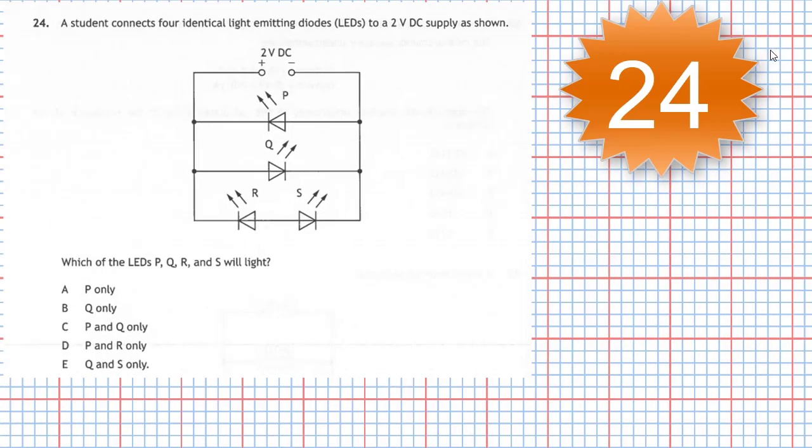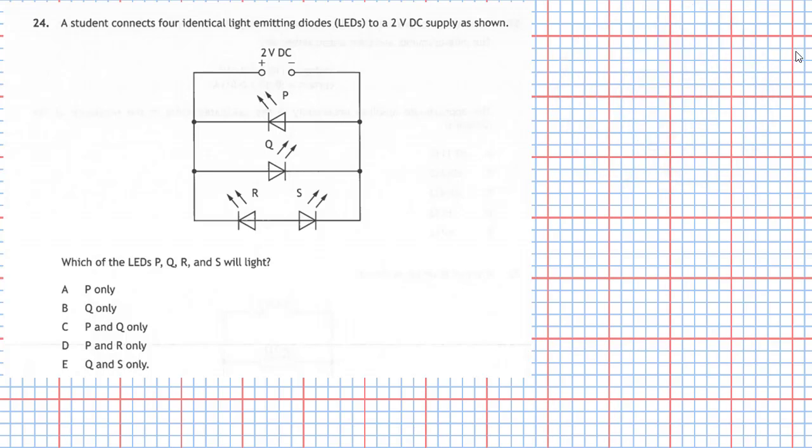Question 24 from Section 1 of the 2019 Higher Physics Examination. A student connects 4 identical light-emitting diodes, LEDs, to a 2-volt DC supply as shown below. Which of the LEDs P, Q, R and S will light? And we're given our usual 5 choices.